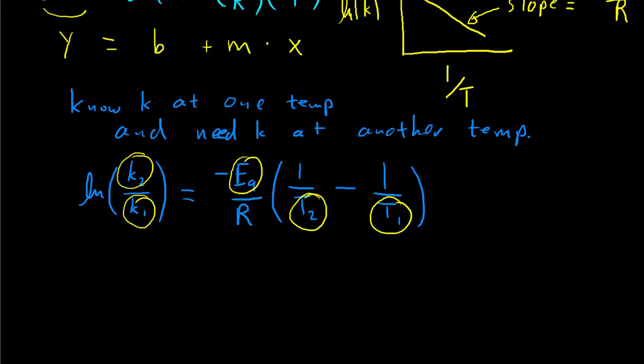And this is most commonly used when you know activation energy and you know the value of the rate constant at one temperature, T1, and you want to find the value of the rate constant, K2, at some other temperature, T2. So that's how you might use this equation.